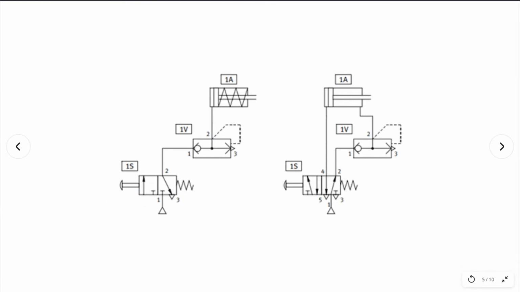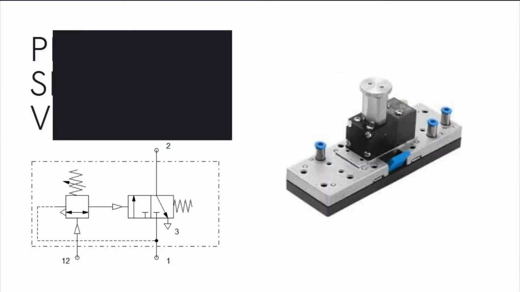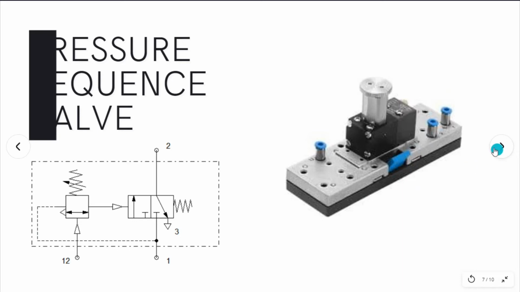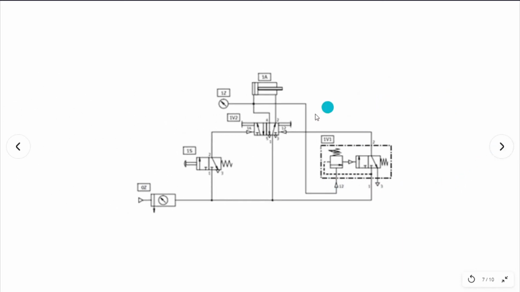Next, we will now have your pressure sequence valve. As you can see here in the symbol, this is your pressure sequence valve, and this is the actual component of the pressure sequence valve. Now, let's have the example where it is used in a circuit.